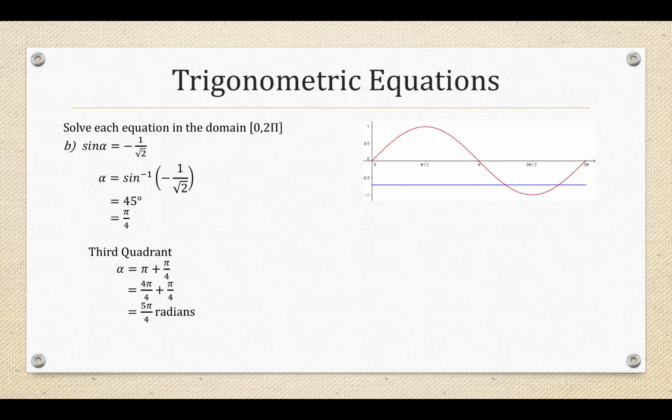Now in the fourth quadrant, in order to find alpha, we're now going to subtract pi over 4 from 2 pi radians. So that will give us alpha is equal to 2 pi minus pi over 4 radians, which over a common denominator gives us 8 pi over 4 minus pi over 4, or 7 pi over 4 radians.